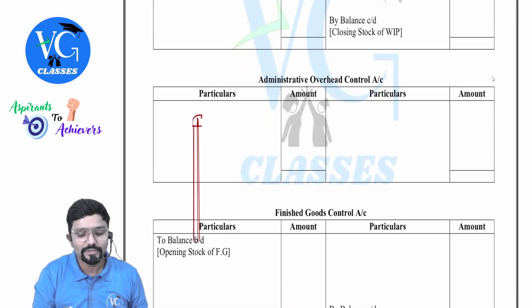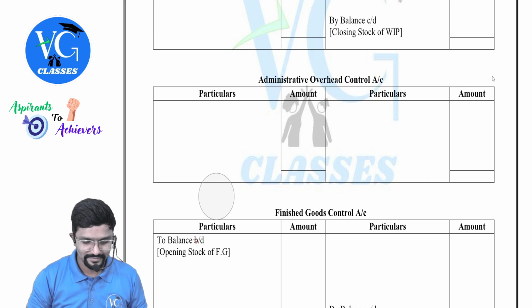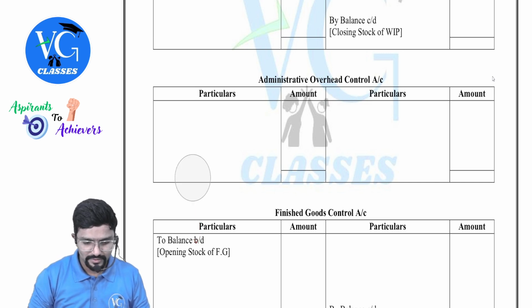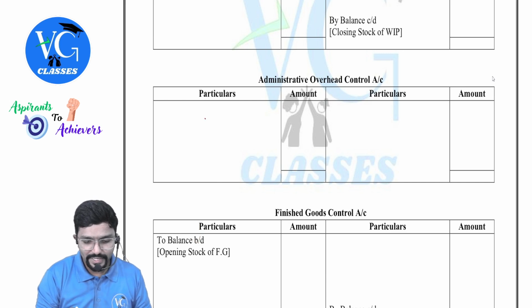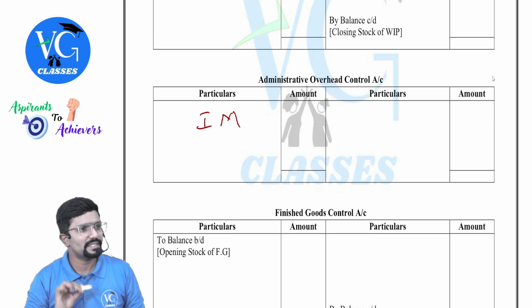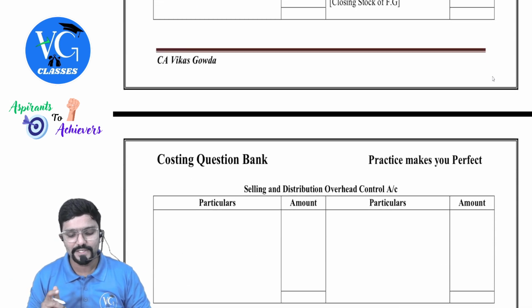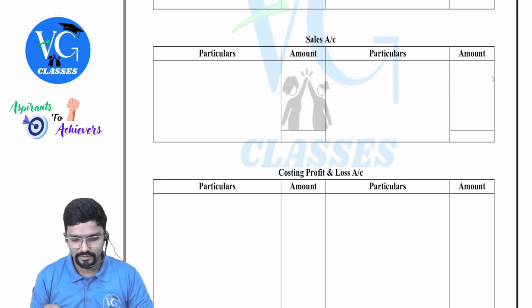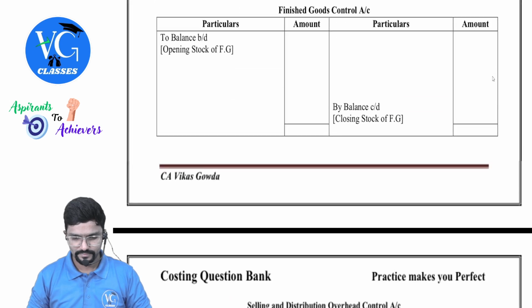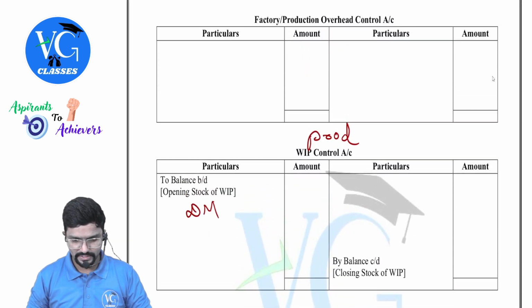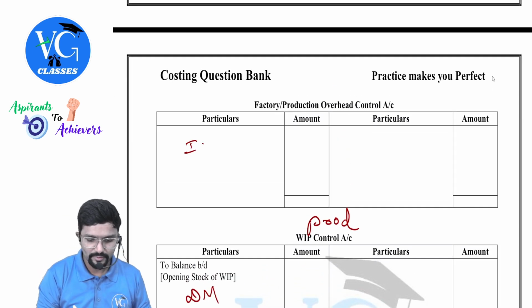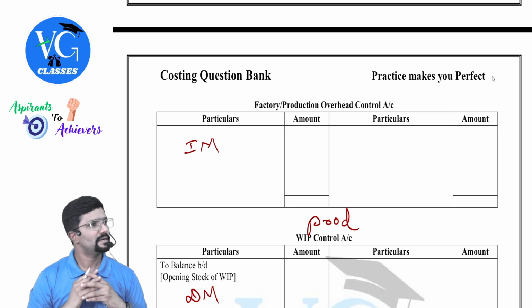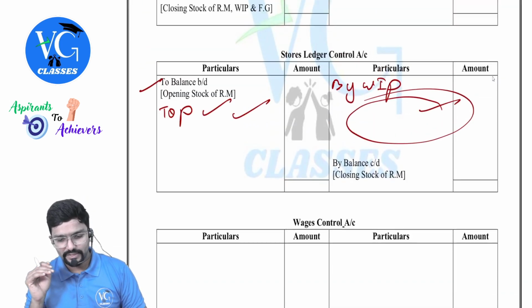Indirect material should come here. Same way, if you have received indirect material, you debit it. One more account: administration is there, production is there. Indirect material. Whoever has received it, debit. Clear? Yes, sir. Done with material.